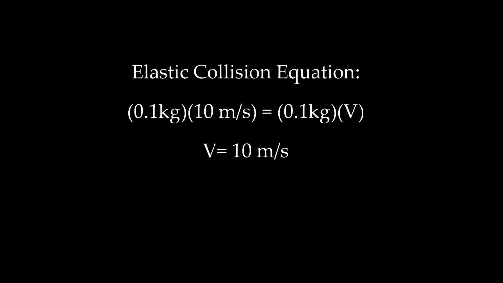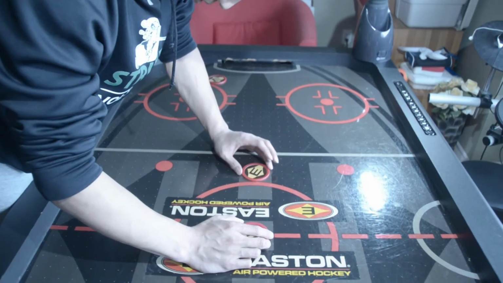You have 0.1 kilograms multiplied by 10 meters a second on the left side of the equation, and then you have 0.1 kilograms on the right side of the equation, and we don't know the velocity yet, that's what we want to find out. And then, just like all the rest of our equations, we move the mass back to the other side by dividing the entire side, which would give us, of course, 10 meters a second. And we know this because we have the law of conservation of momentum, which states you can't add or remove momentum. So it makes sense that our numbers are the same.